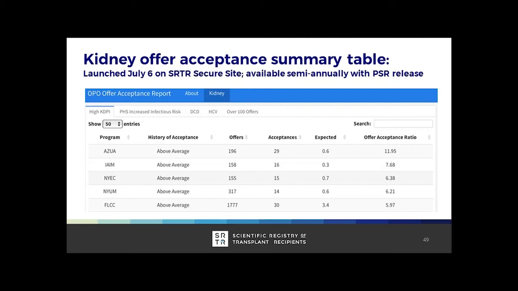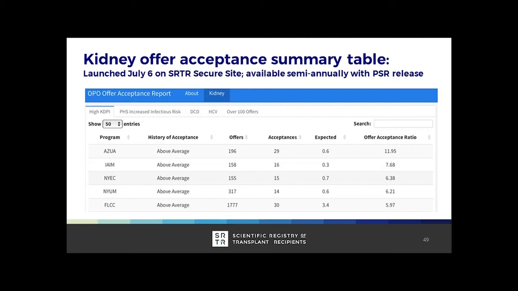So the tool has a number of tabs on it, starting from the left here, the high KDPI kidneys. So we show for each of the transplant programs how many offers they received for those, how many they accepted, and then we have offer acceptance ratios there showing which of the programs have taken a lot of those types of offers and which of those programs tend to take fewer of those offers.